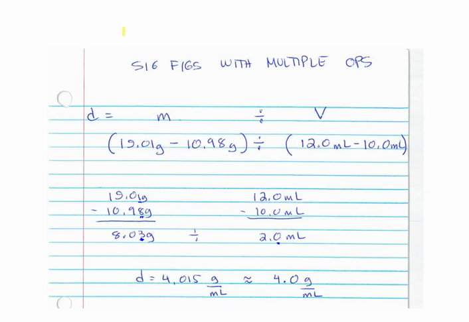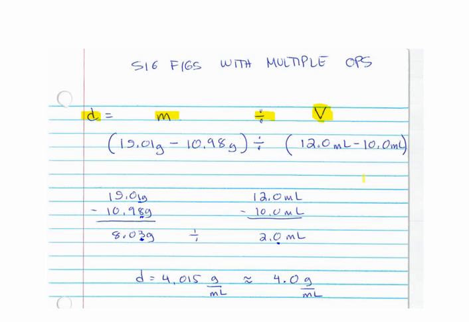So let's look at how to handle significant figures when we have multiple operations. The example that I'm going to choose first has to do with the calculation of density. We know that density is mass divided by volume, so our operation is division. However, in some cases, we may have to use subtraction to actually determine the mass of an object and subtraction to determine the volume of an object.